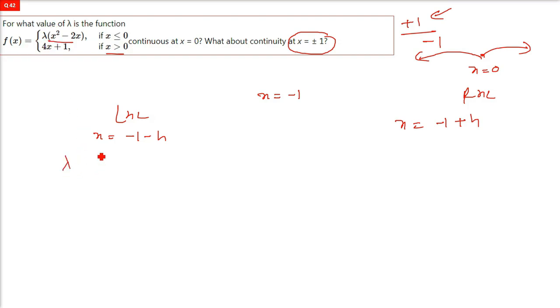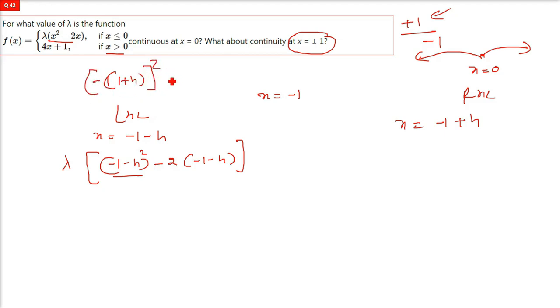So lambda, in place of x, write minus 1 minus h whole square minus 2 into minus 1 minus h. Okay, so let us do the left hand side first. Minus 1 minus h, I am taking minus common, so 1 plus h, it is squared. Minus square is plus, so (1 plus h) square. I am taking minus from here, so there is already negative 2, so it will be positive 2 into (1 plus h). Negative whole square is positive, so you have to do (1 plus h) square.